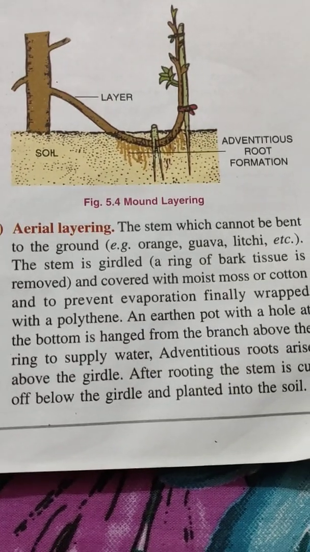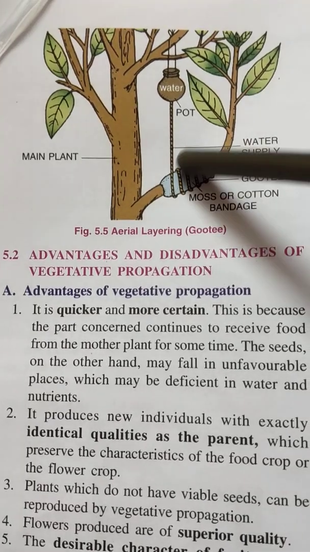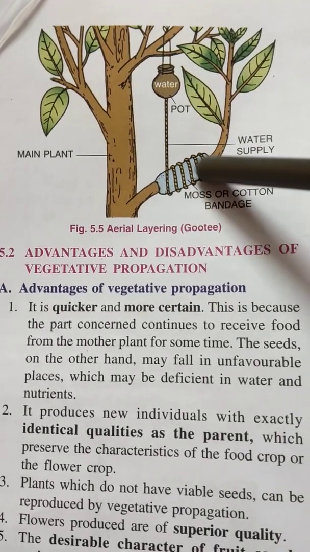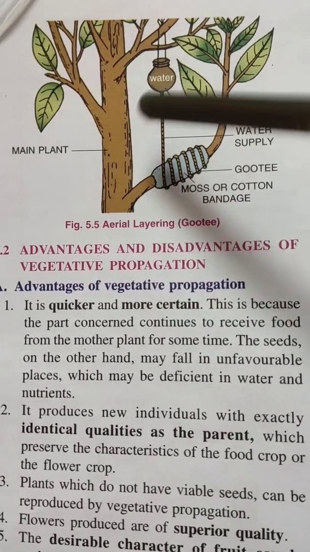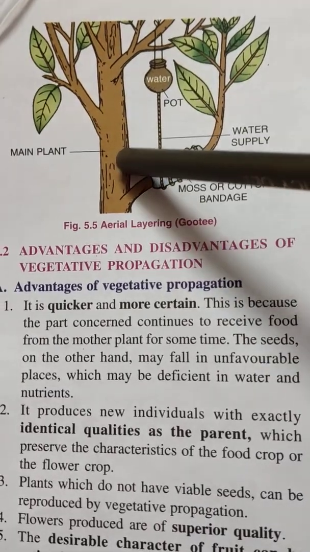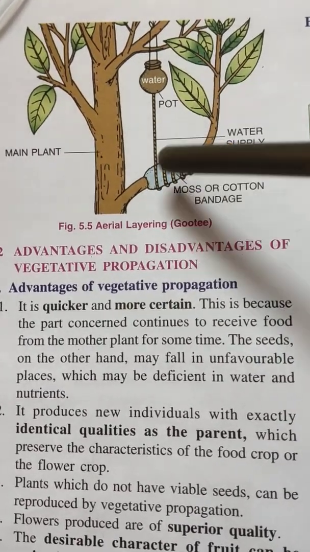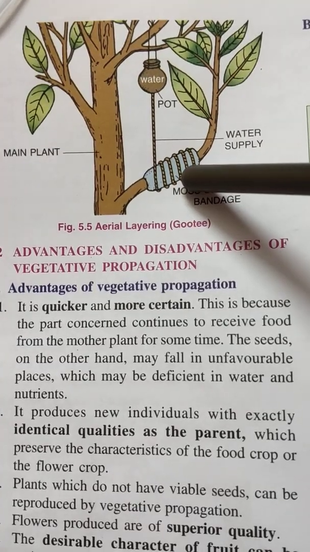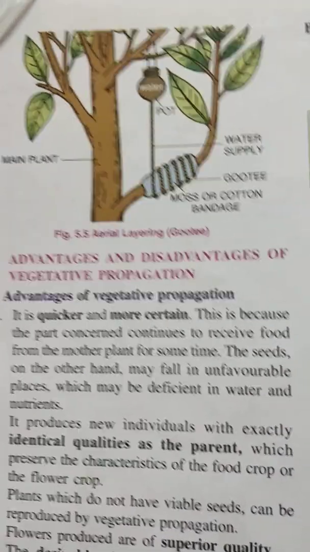Now we'll see the diagram and I'll explain it. See the diagram over here. They have put the moist cotton over here. Then this is the water supply through this rope. It is coming from this earthen pot where there is a hole at the bottom, and this is the main plant, right? Now when it is removed, we'll see some adventitious roots have grown, and we'll cut this part from here, and that will be a new plant.